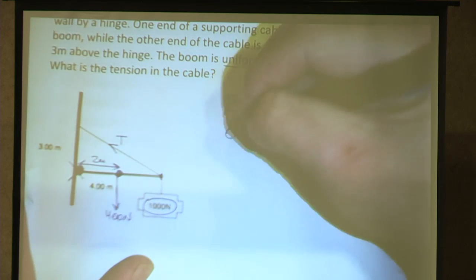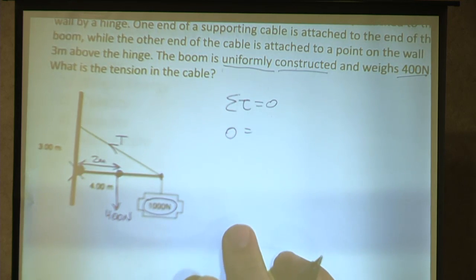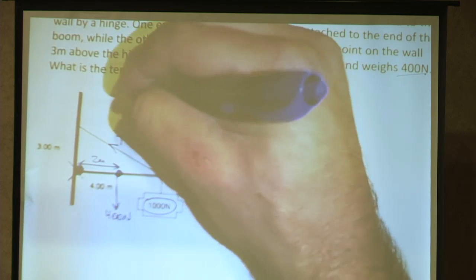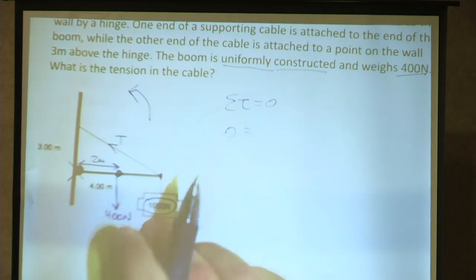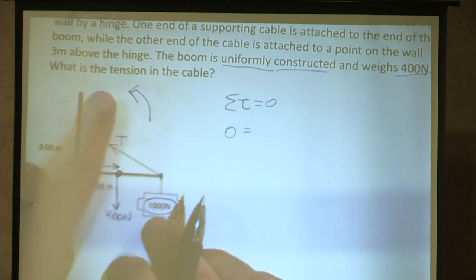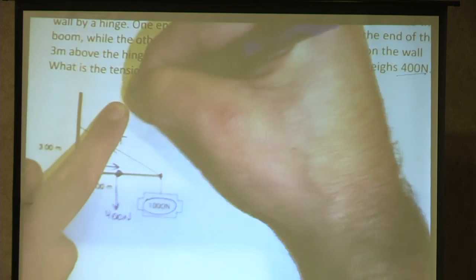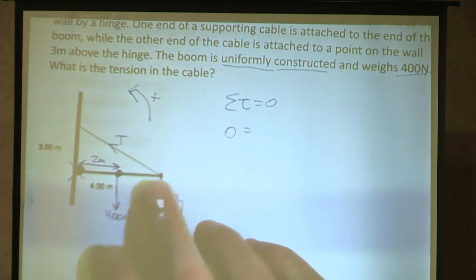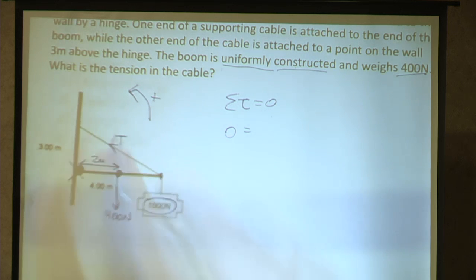So what are the sum of the torques? Personally, I've always had the convention of counterclockwise is positive, which I think is pretty standard. So I'm going to consider anything that makes the boom go in this counterclockwise direction to be positive. So what's making it go in that direction? Only the tension.